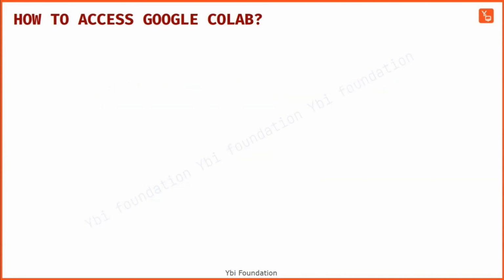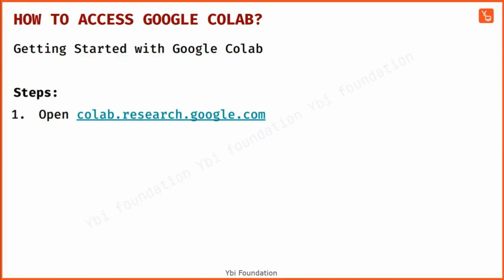How to access Google Colab? Let's understand a step-by-step guide on how to get started using Google Colab. The steps to access Google Colab are: first, open the colab.research.google.com website. This is the web address for accessing Google Colab. Second, sign in with your Google account or Gmail account. You need a Google account to use Colab.